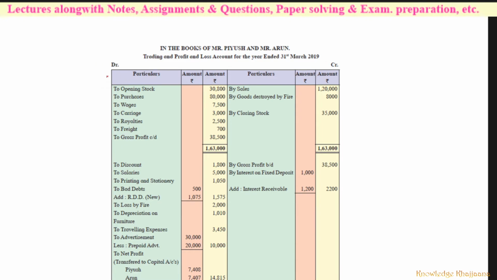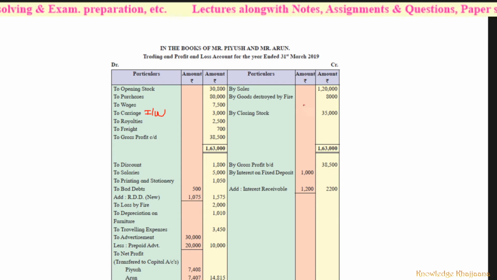Now see, opening stock was recorded 30,800. Purchases were recorded 80,000. Wages is rupees 7,500. Carriage rupees 3,000, carriage inward. Then royalties rupees 2,500. Freight rupees 700. Sales rupees 1,20,000. Goods destroyed by fire rupees 8,000 and closing stock rupees 35,000.